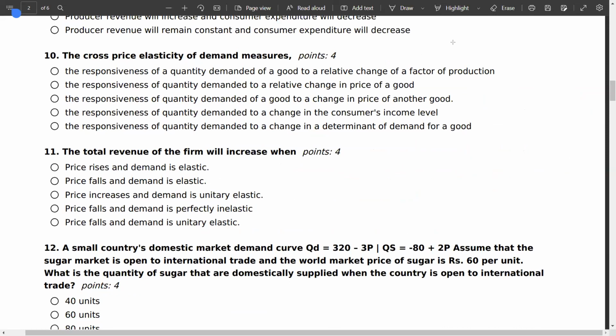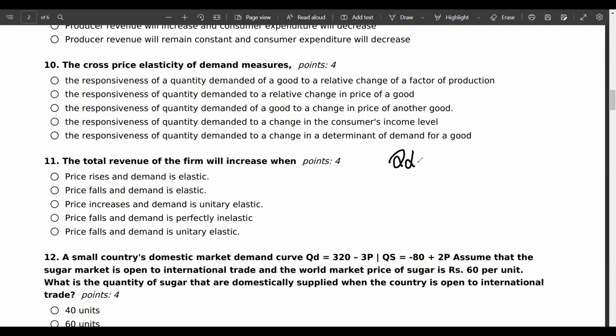The cross price elasticity of demand measures what? For this, you don't even have to look at the answers in your head. First of all, think: what does cross price elasticity of demand measure? It measures whenever there's a related product's price change, how will a particular product's demand respond to it? For example, if we take tea as the product whose demand we are looking at, tea is the product, and we are looking at demand of tea now, right?